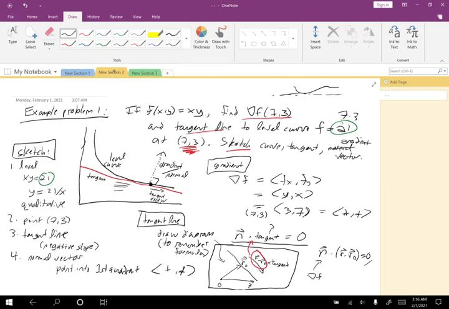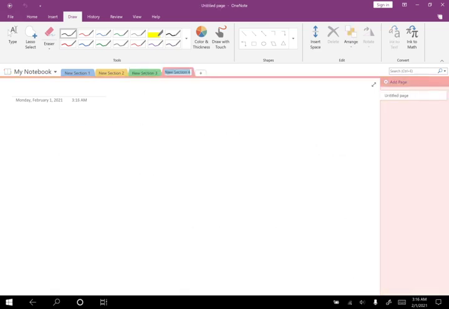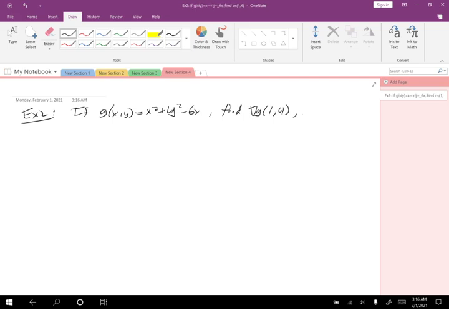We have our 3 questions that we figured out. So let's do another example. So if g of x, y equals x squared plus y squared minus 6x, find the gradient of g at 1, 4, and use it to find the tangent line to the level curve g of x, y equals 11 at our point 1, 4.